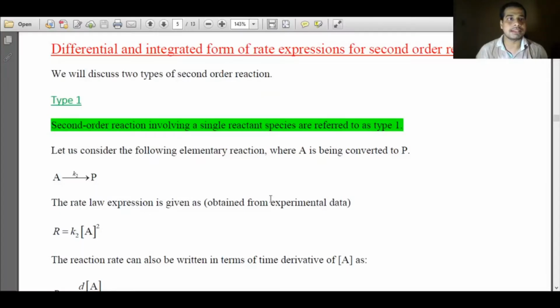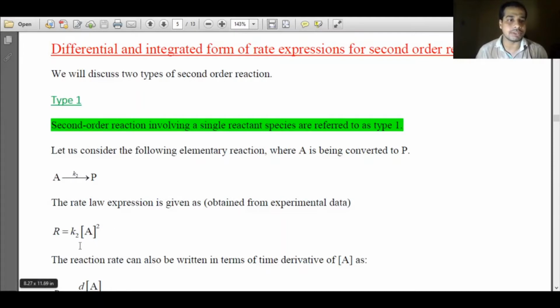Hello, in this session we will discuss the integrated form of rate expression for second order reaction. In second order reaction we will discuss two types of reaction. In type 1 we will discuss only a case when only a particular single type of reactant is there and it is being converted into product P and the rate follows second order kinetics.